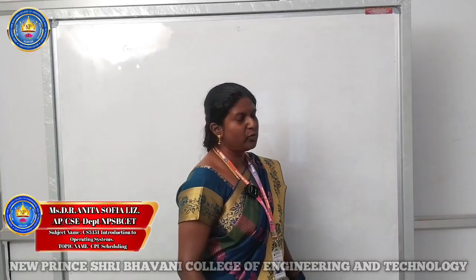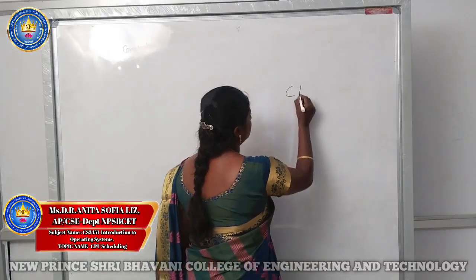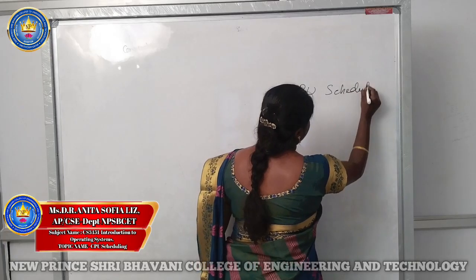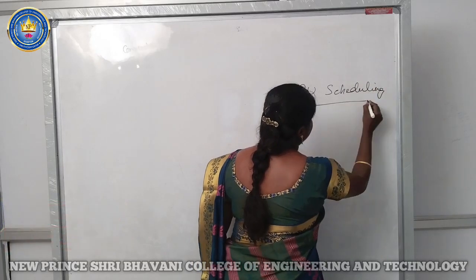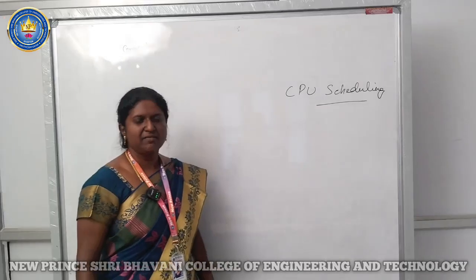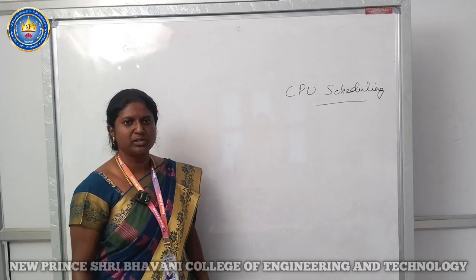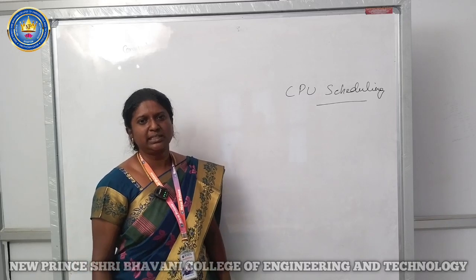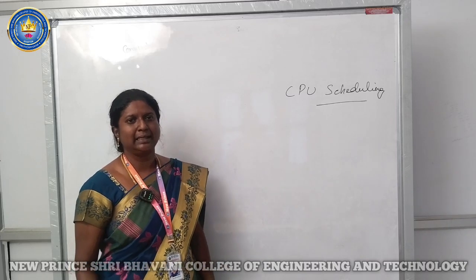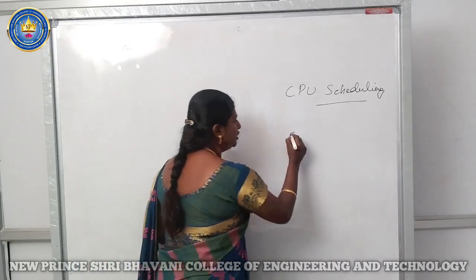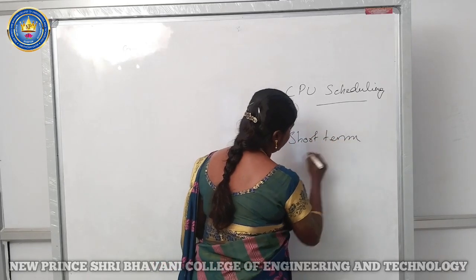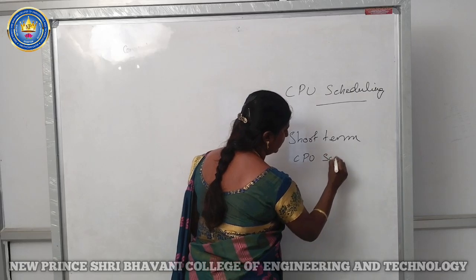Good morning. Today we are going to see about CPU scheduling. CPU scheduling consists of cycles of CPU execution and I/O wait. So we have to select a process from the ready queue. This is done by the short-term scheduler. We can say the short-term scheduler is also a CPU scheduler.